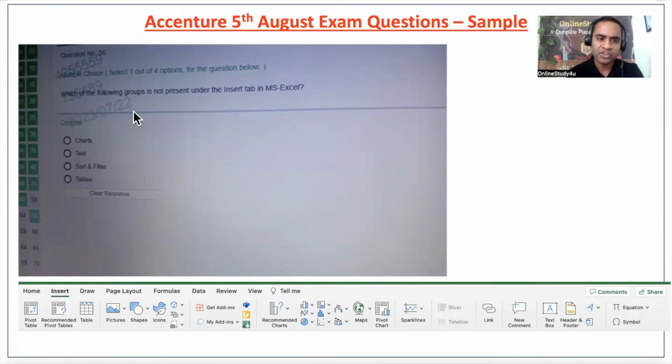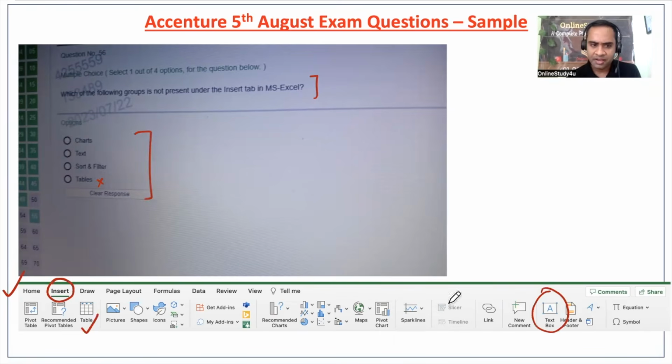Now, which of the following groups is not present under the Insert tab in MS Excel? Friends, when you open Excel and click on Insert, there are options like charts, text, and tables. Tables is here, so the table option is eliminated. Text is also there, so it is eliminated. Then charts: recommended charts are there, so charts is also there. That means sort and filter is the group which will not be present under the Insert tab in MS Excel, right?